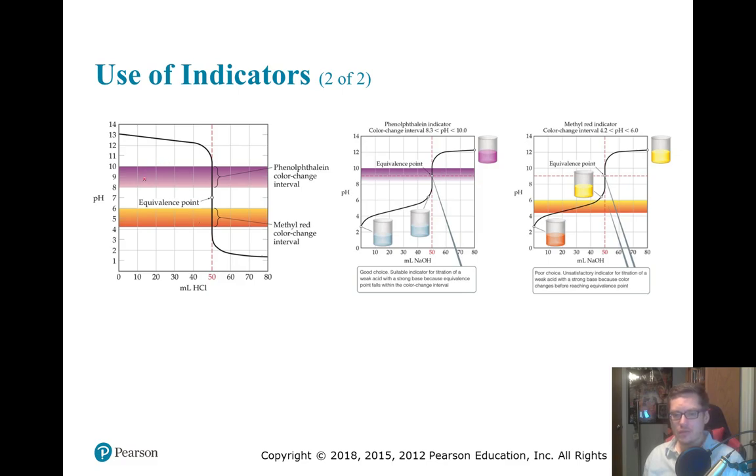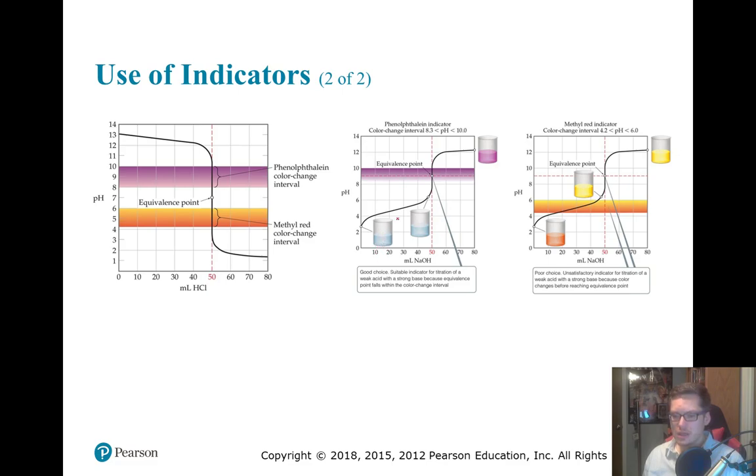And then if you're titrating a weak acid with a strong base, you would start somewhere up here, because you know that the equivalence point is going to be somewhere above 7. And here they're just showing you a couple of different graphs.